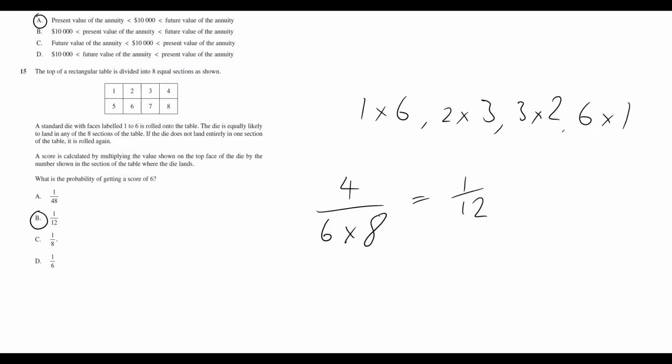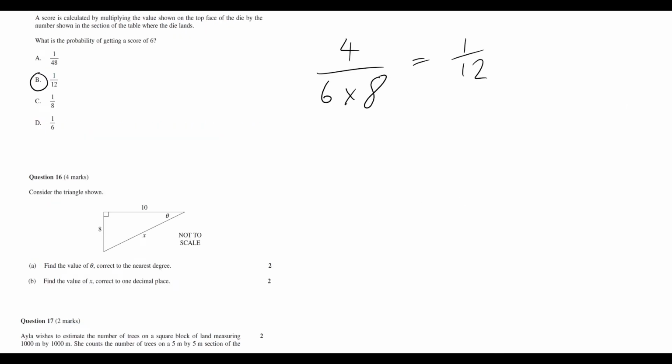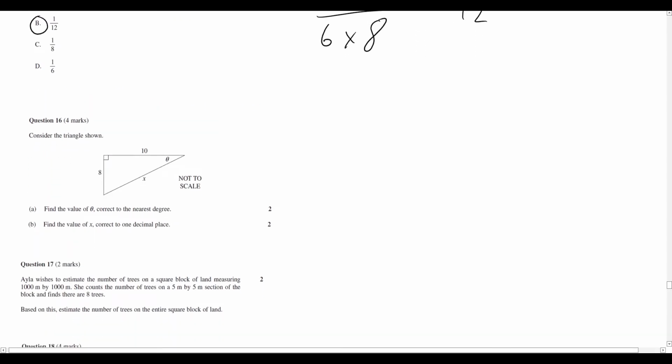And there we go. So that concludes the multiple choice section of the 2020 HSC. Now let's get a start on the extended responses. Okay, now on to question 16. So consider the triangle shown below. So part A asks us to find the value of theta, correct it to the nearest degree.